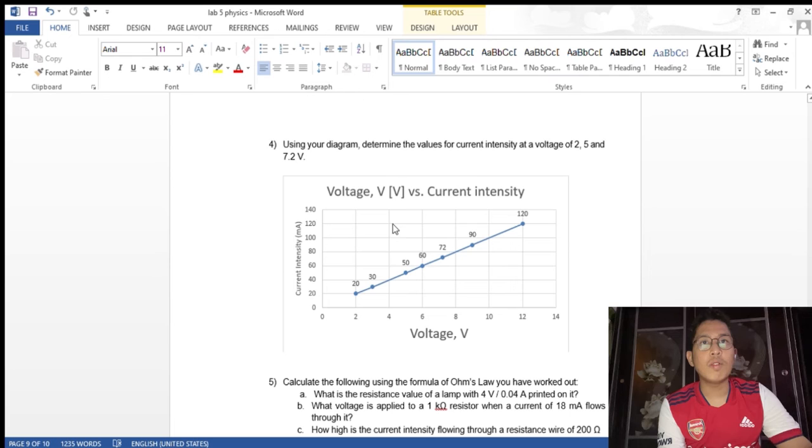And we determine the value of current electricity at the voltage of 2, 5 and 7.2 volt, which is at the voltage of 2 volt, we get 20 milliampere, and at the voltage of 5 volt, we get 50 milliampere, and at 7.2 volt, we get 70 milliampere.